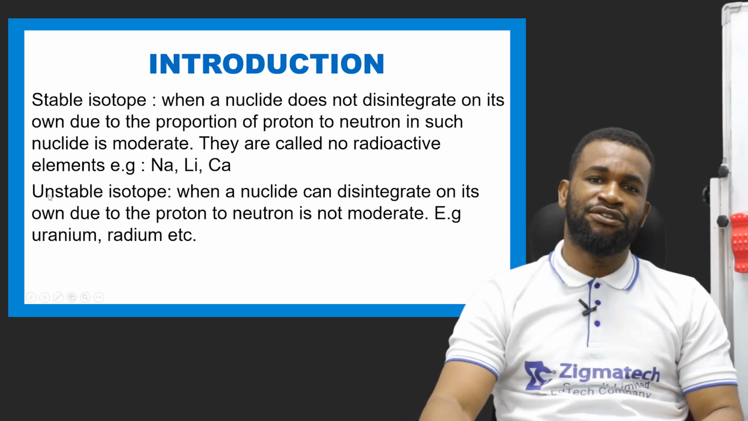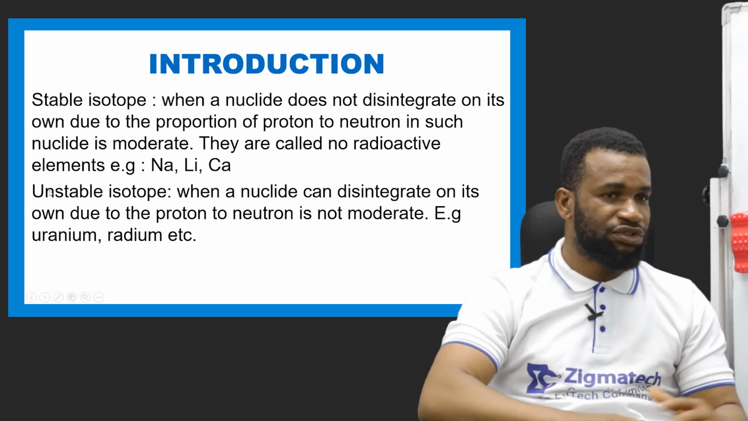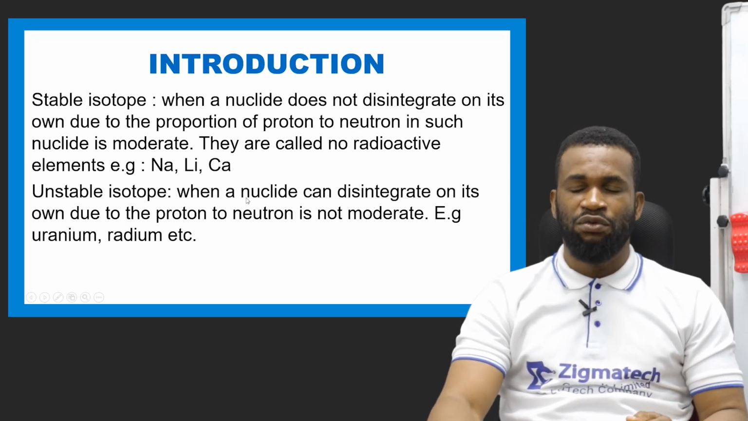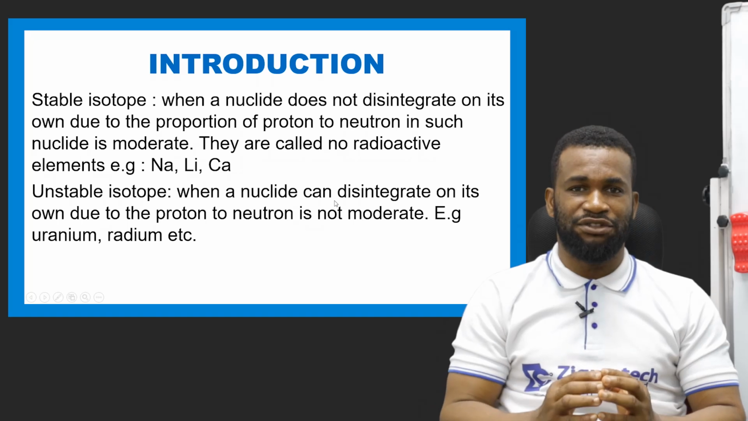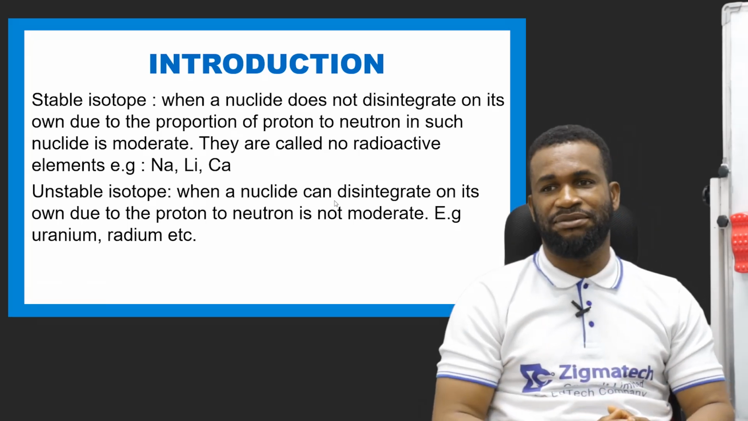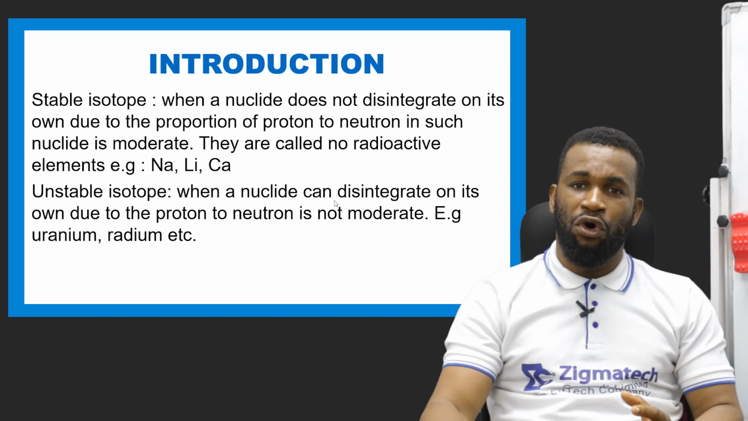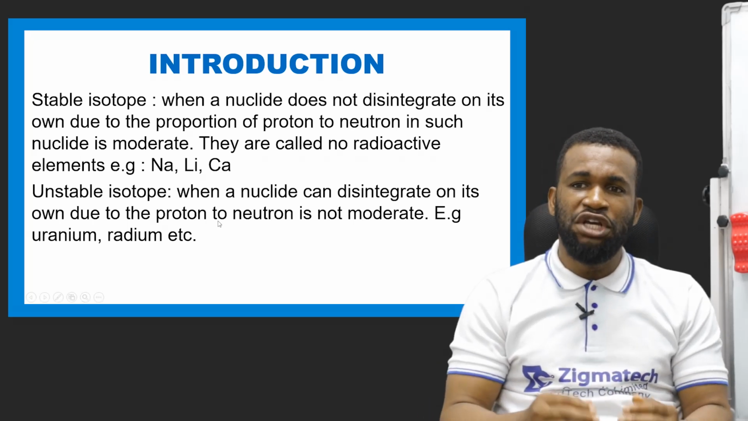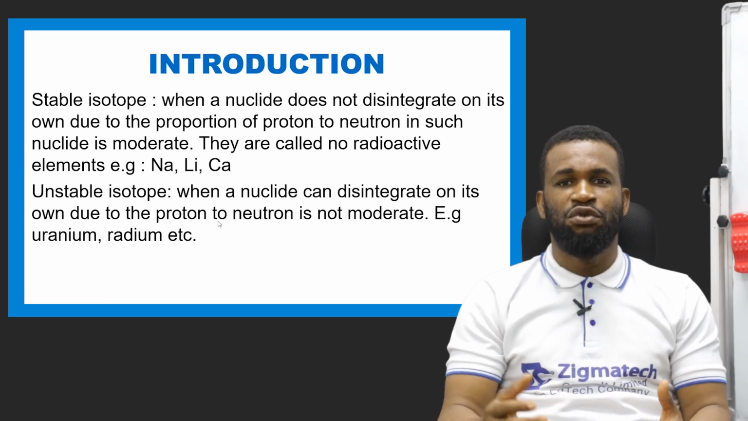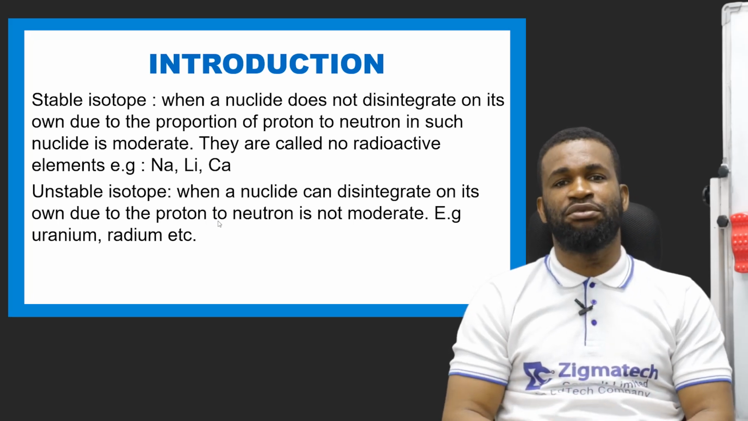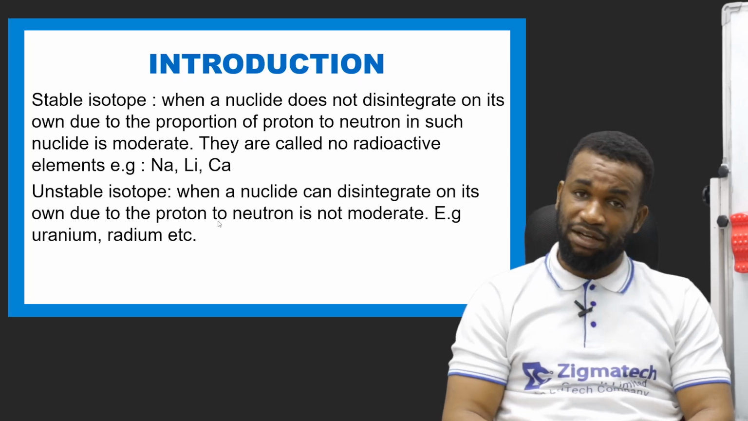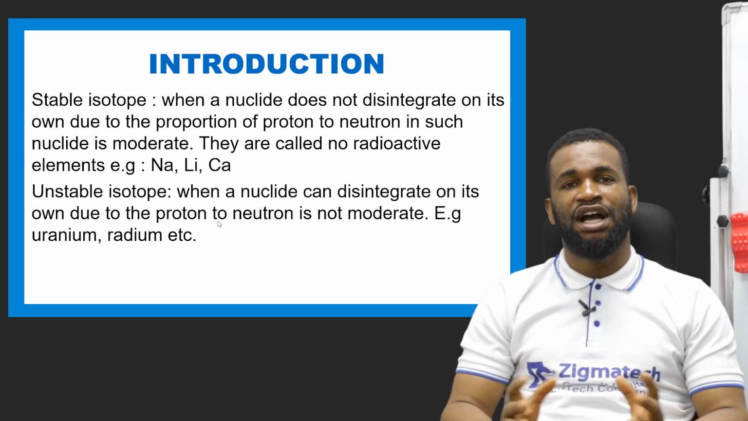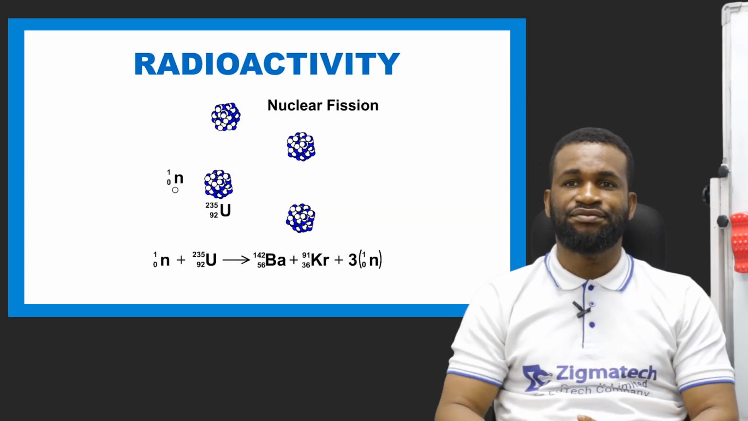But there are other kinds of elements or chemicals or whatever you see around you, which we call unstable isotope. When a nuclide can disintegrate, when it can break down within itself on its own due to the proportion of neutron being not moderate, we now say that we have what is called unstable isotope. An example of such elements include uranium, radium, and other ones, etc.